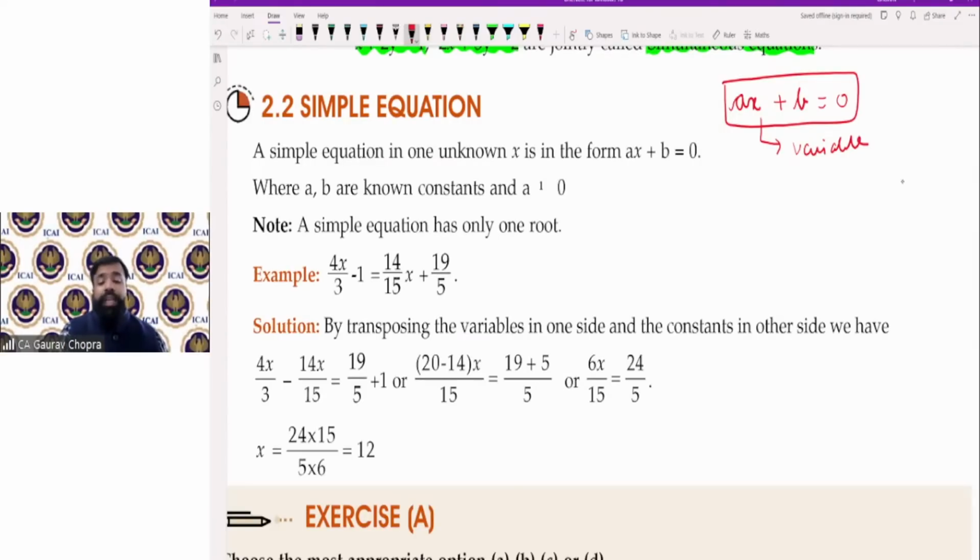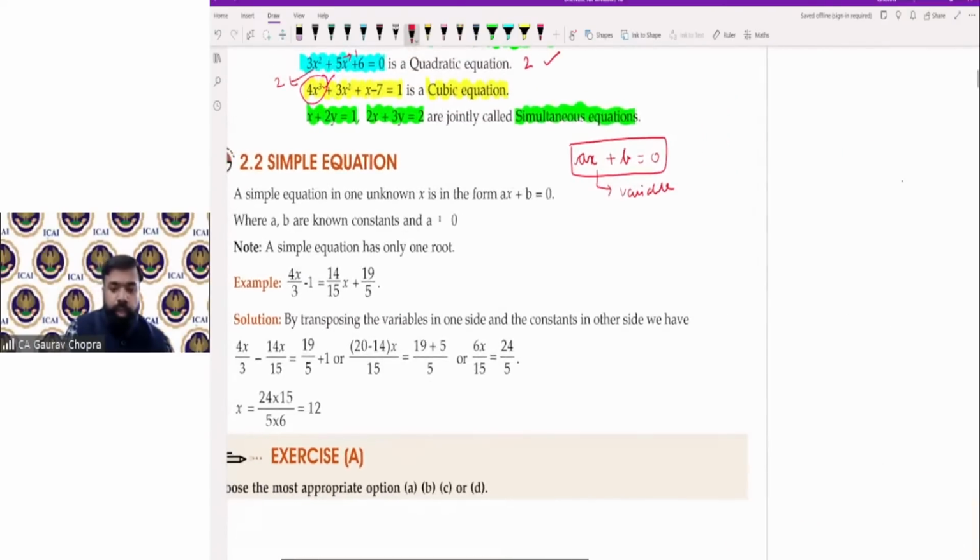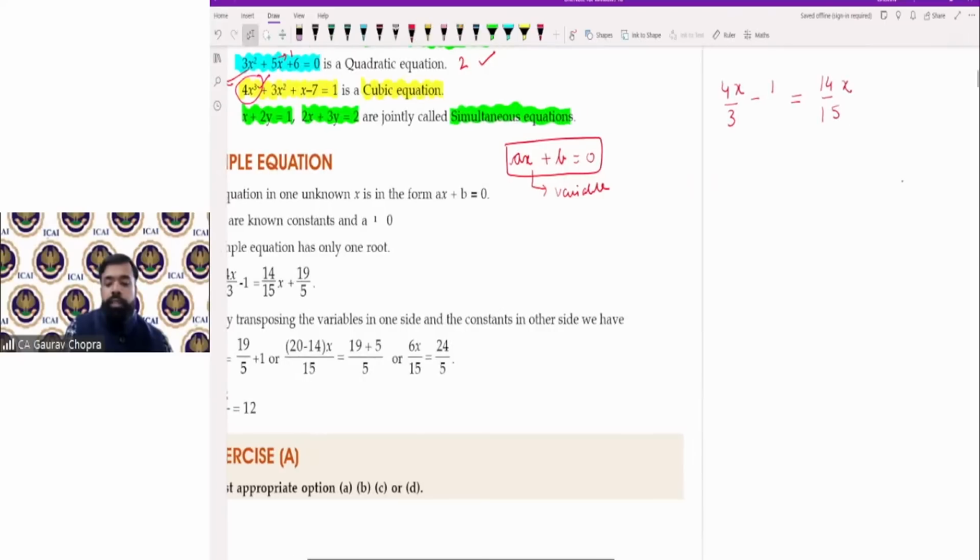Now, there is one example and we have to simplify this. So it says 4x by 3 minus 1 is equal to 14 by 15x plus 19 upon 5. Okay. Now, always what you have to do, keep all the variables on one side and constants on the other. The variables on one side. So 4 by 3x minus 14 by 15x.